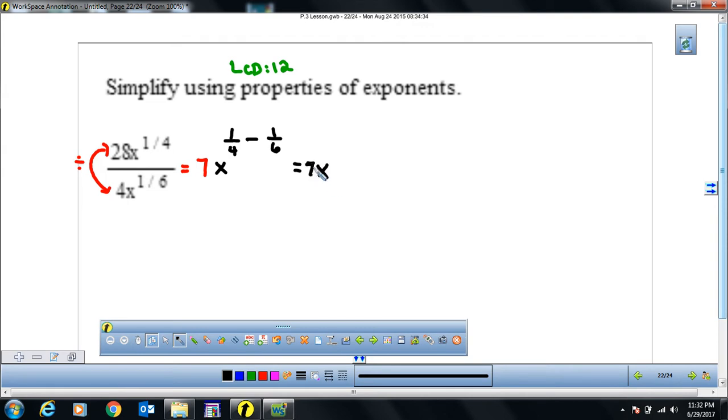So how do I make the 4 into a 12? By multiplying the 4 times 3. But we also have to do the same thing to the numerator, which is going to make it a 3/12. Now, how do I make that 6 a 12? By multiplying it by 2. And we do the same thing to the numerator. So that's going to give us a minus 2/12. So then we're going to get 7x to the 3/12 minus 2/12, which is 7x to the 1/12. And this is the solution for this quotient.